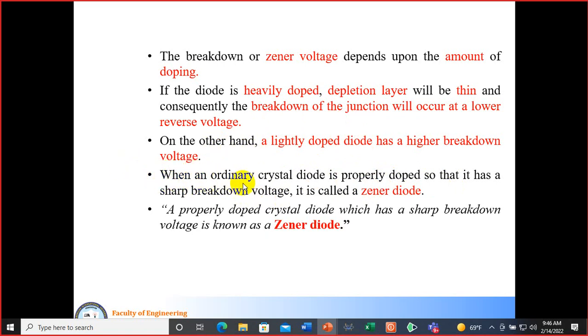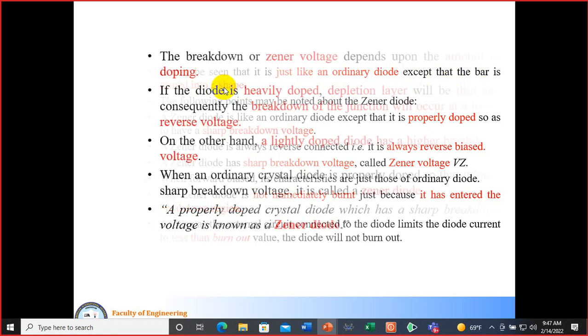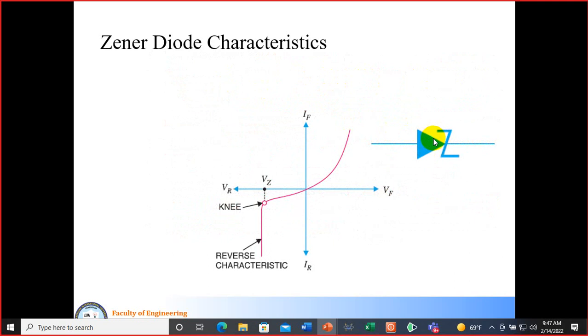When an ordinary crystal diode is properly doped so that it has a sharp breakdown voltage, it is called a zener diode. A properly doped crystal diode which has a sharp breakdown voltage is known as a zener diode. It may be seen that it is just like an ordinary diode except that the bar is turned into jet shape. Look at over here. This is the ordinary diode symbol, but the bar over here has been turned into a jet shape for the zener diode. So this is the symbol of zener diode.